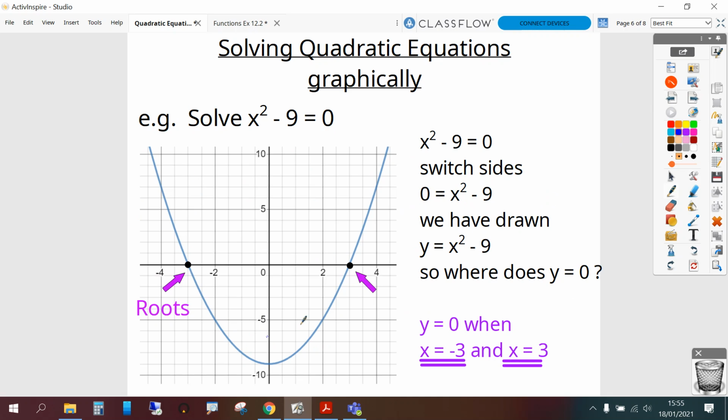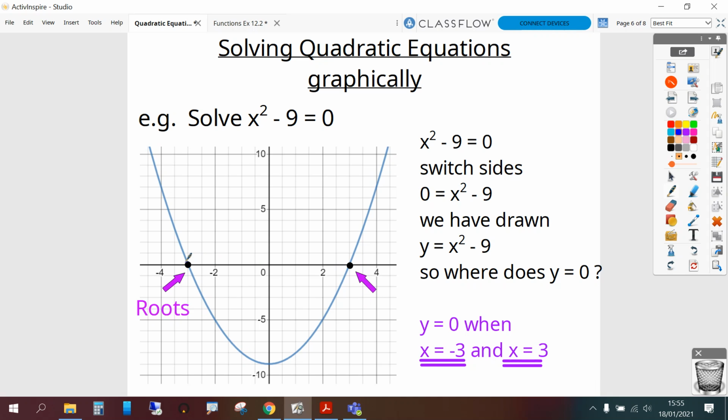So I've got the graph drawn. Again, I've just shown you why this makes sense. We've just got the equation there, I've switched it around. Again, we can see the only difference is the y and the 0. So where does the y value equal 0 on this curve?